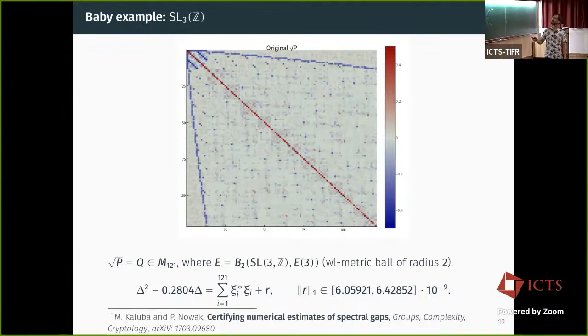Okay, so here's a baby example. If we start with the group SL3Z, and we look at the ball of radius 2, the generating set being the elementary matrices, then I look at this matrix with some ordering of rows and columns, which corresponds to some group elements. And this matrix is a proof that SL3Z has property T with lambda equal to 0.28.